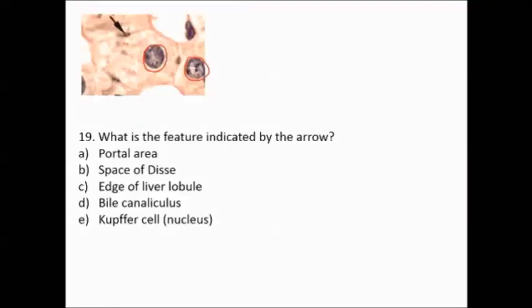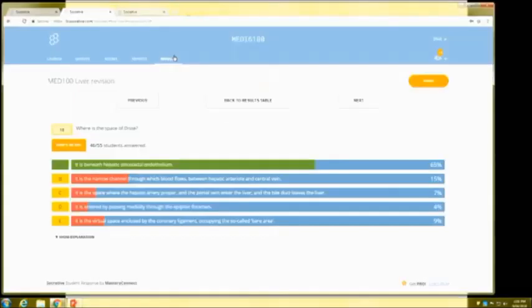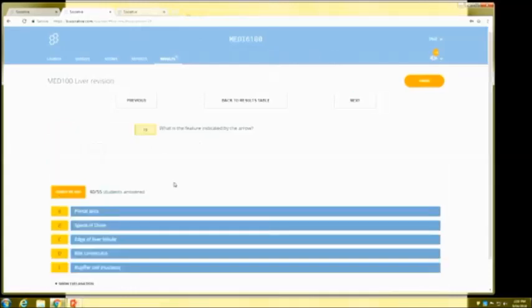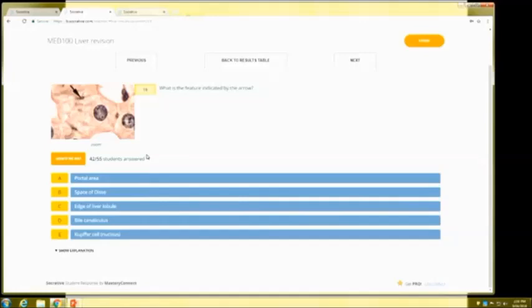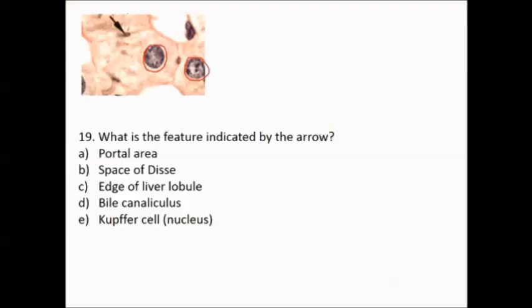And this is the liver, which means, what is that thing indicated by the arrow? Interesting. Do we know? A couple more guesses and we will find out what's going on. So I guess the majority have identified it as a bile canaliculus, and others have gone for a Kupffer cell nucleus. Well, I'll come on to this on the resource slides.